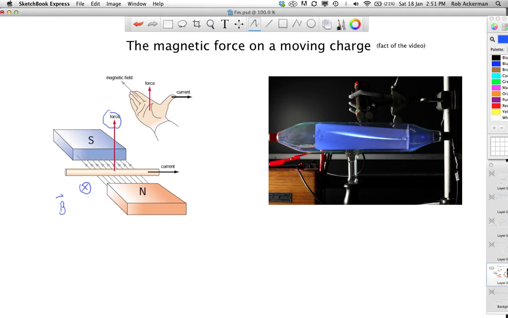And if you bring a magnet, which is what is here, near that beam, you will actually see the beam get deflected. So this is showing that a magnetic field from the external magnet can exert forces on moving electric charges. Of course, magnets don't exert forces on stationary electric charges.